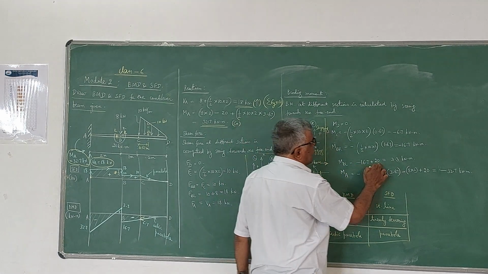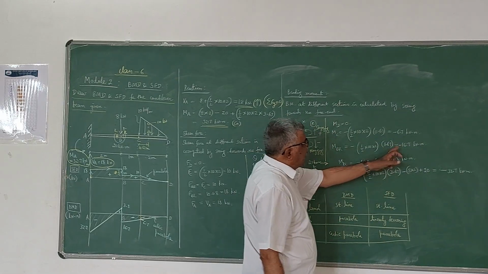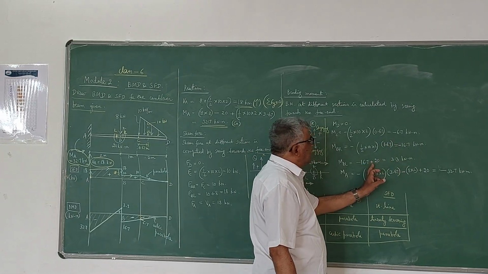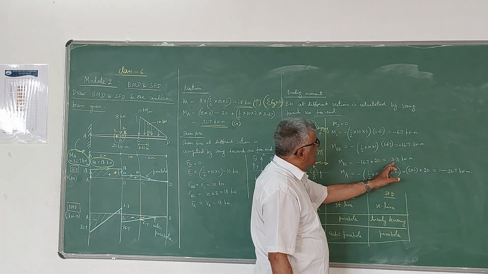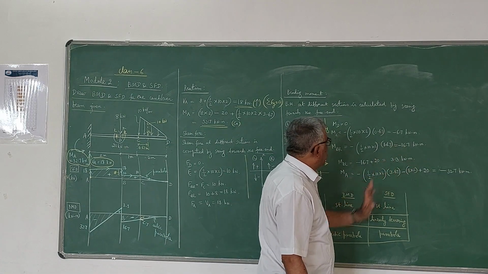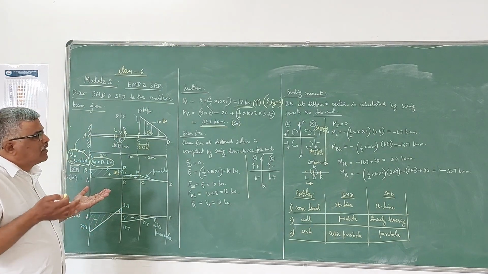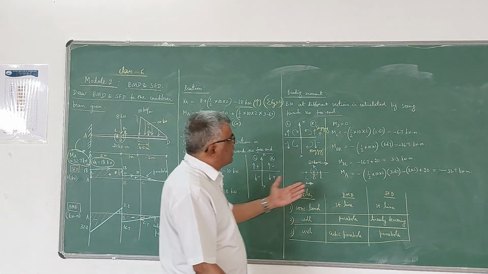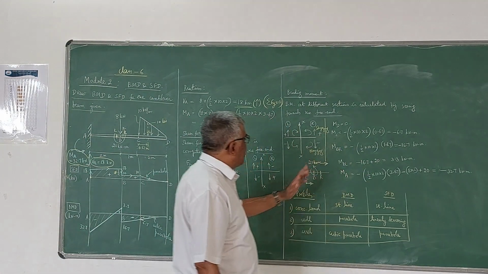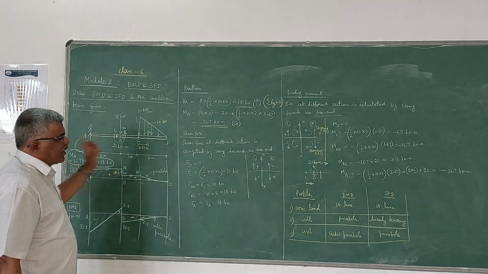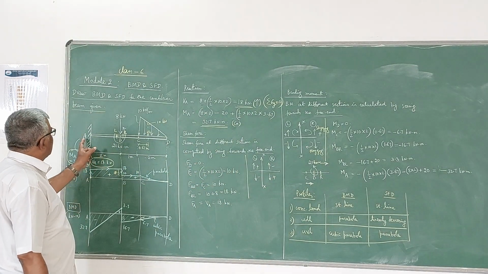So if you simplify that, you will get 3.3. Already minus 16.7 will be there, then you have to add plus 20. So you will get a positive value, 3.3 kilonewton-meter. So that means the bending moment changes from minus 16.7 to 3.3 at the point B, which is an effect of this external moment. Now the last point is A.